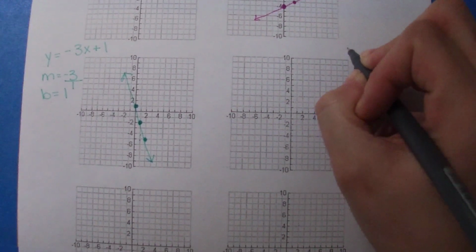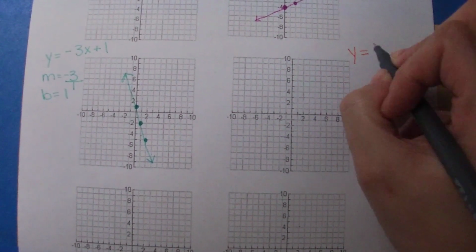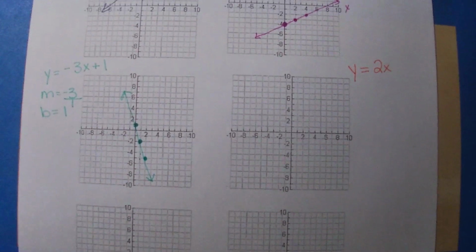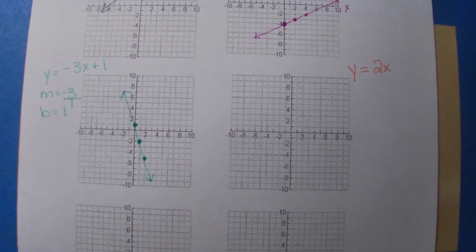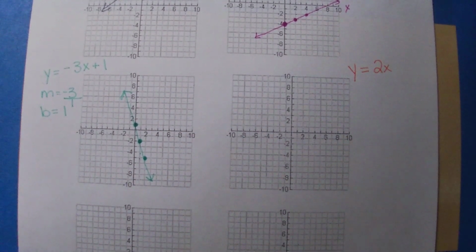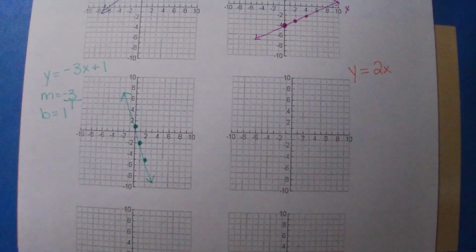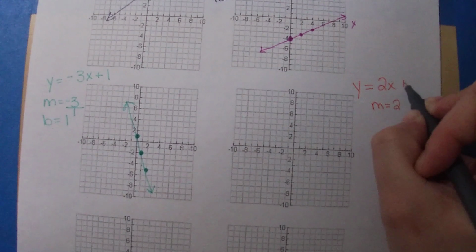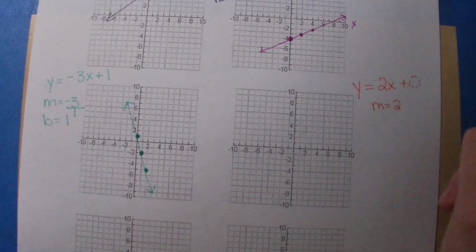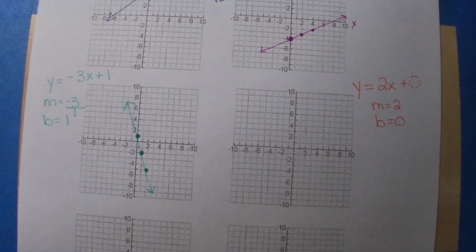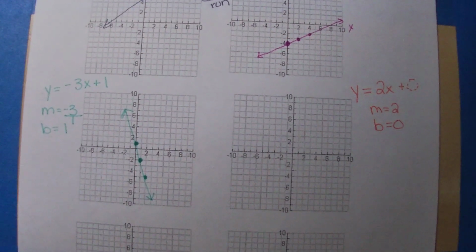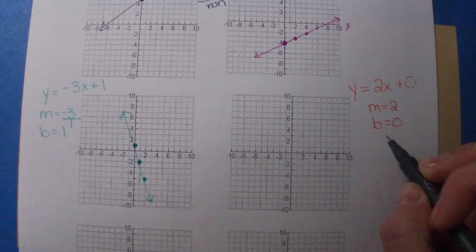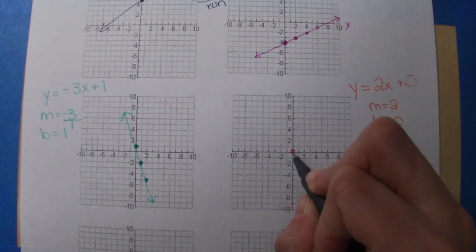Okay, so let's say we want to graph y equals 2x. Again, we're going to find our m and we're going to find our b. So our m equals 2. And because we don't see anything added here, right? We said this was really a plus 0, so our b is going to equal 0. So we are going to start at 0, which will be right here in the middle, at our origin.